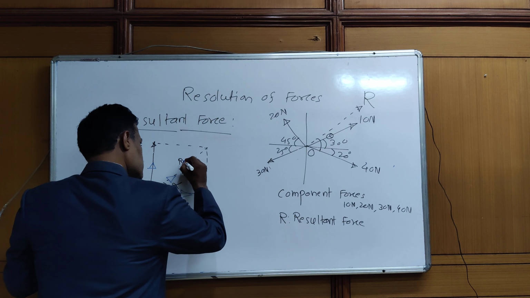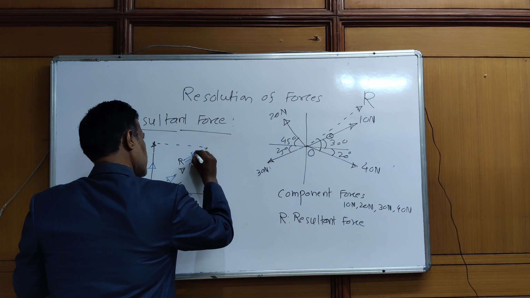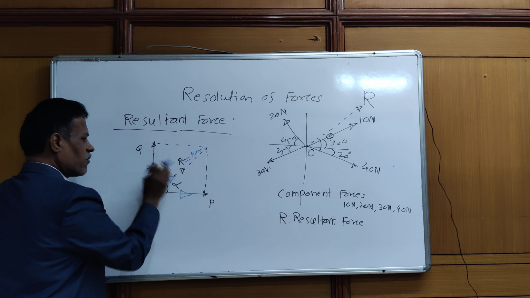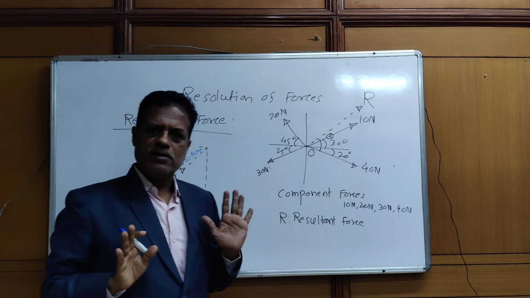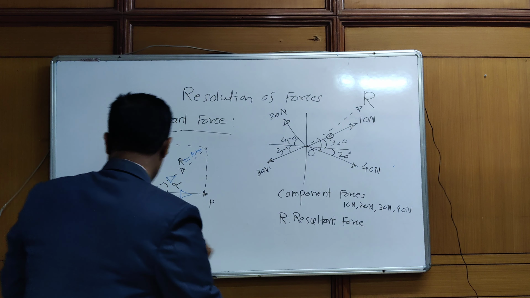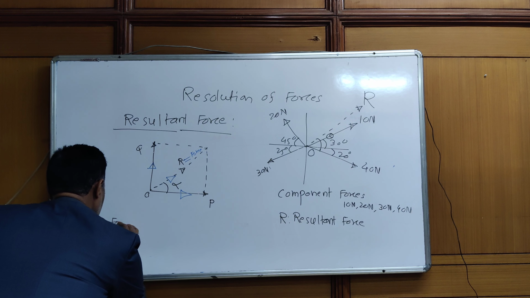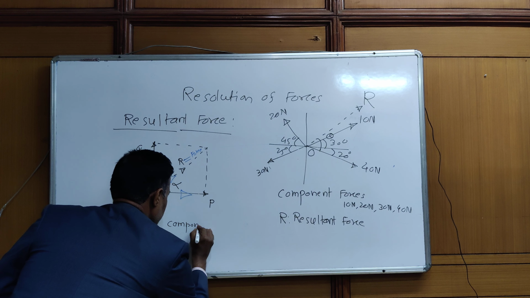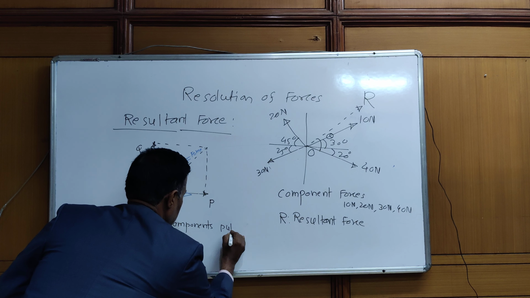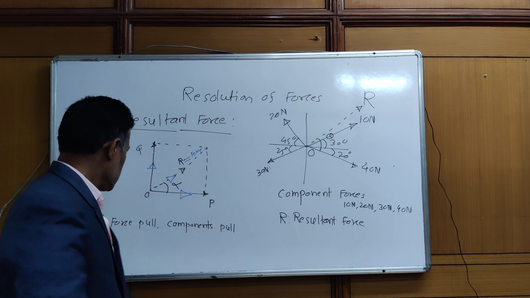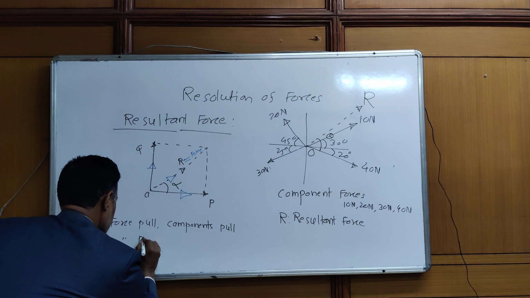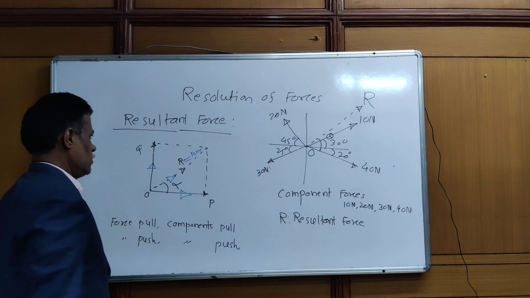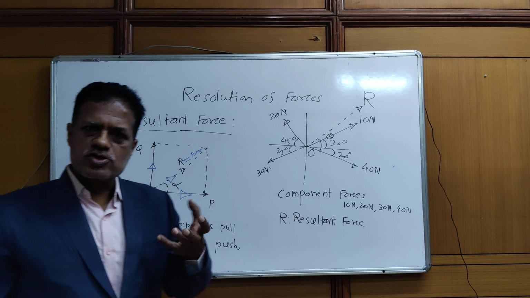If the force is pull, so this is a resultant force. If the force is pull, meaning away from O, the components must be away from O. This is the simple logic behind it. If the force is pull, the components are pull. Vice versa, if the force is push, components are also push. This is regarding the directions of components.